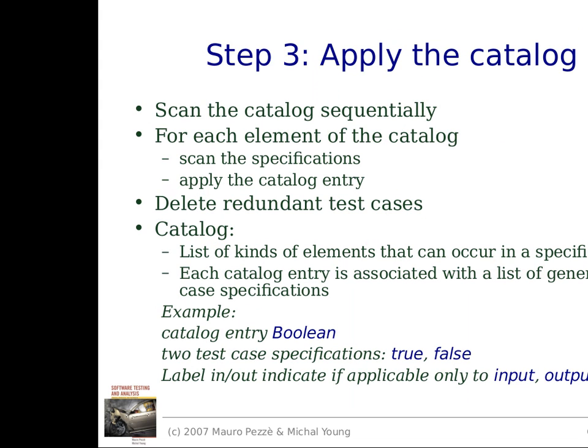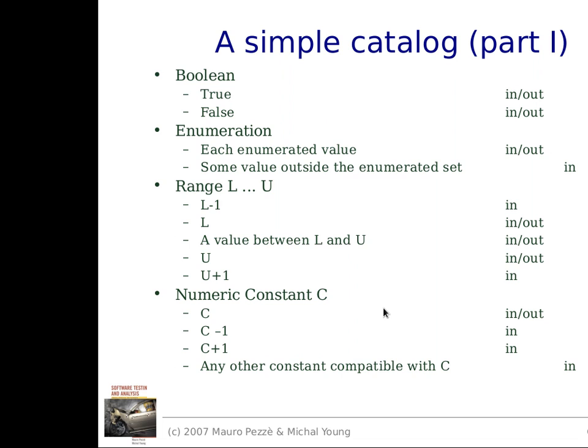So now we've come up with a good long list of what to test with. We need to apply the catalog. Usually you want to go through this catalog that you've just created sequentially, and for each element, scan the spec, and then apply the entry. So for example, if you have a Boolean, then two test cases come out, true and false. Label in and out only if applicable to input output. So first we're going to come up with this catalog.